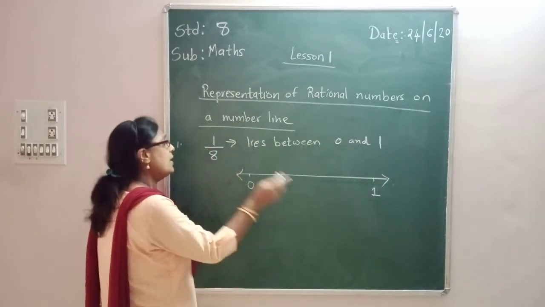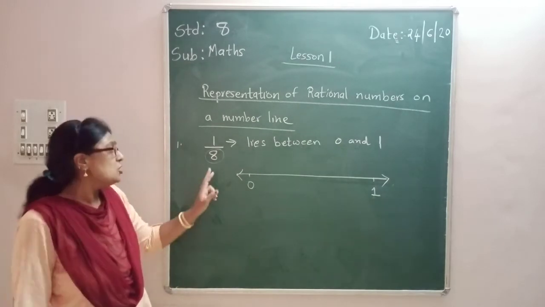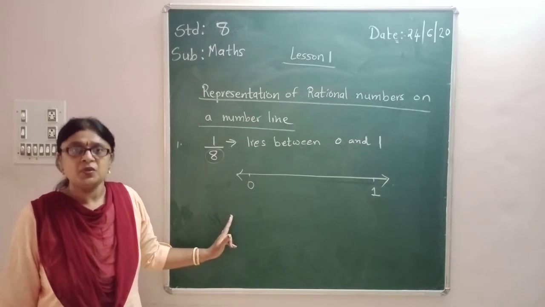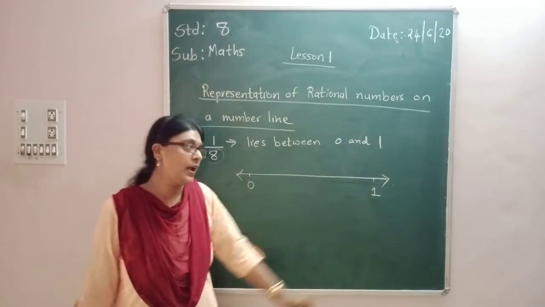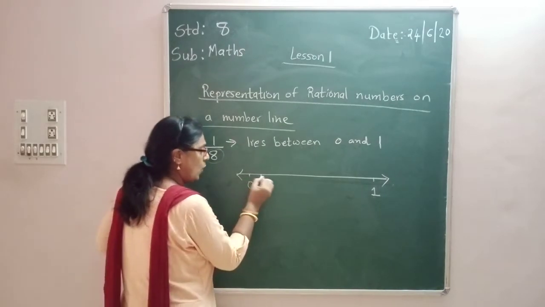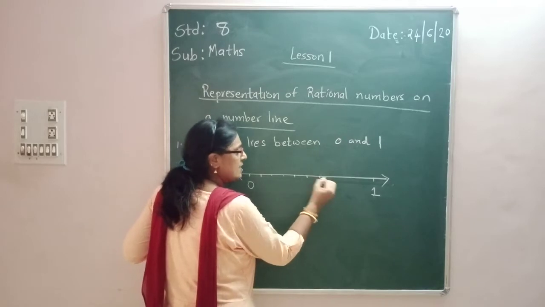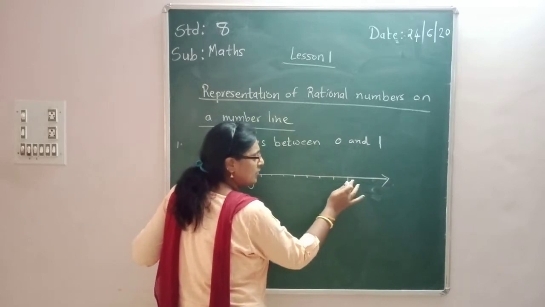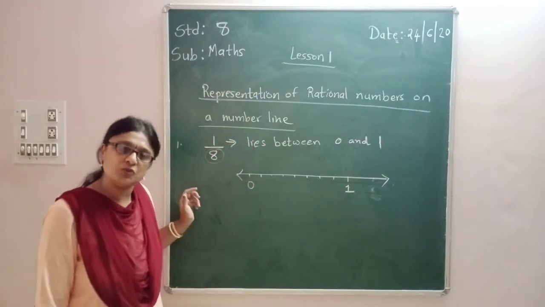And now you have to see the denominator. What is the denominator? 8. So I have to make 8 equal parts, where the 8th part is 1 itself. So equal parts. I write 1, 2, 3, 4, 5, 6, 7 and 8. So the 8th part which I got over here is 1. I will write it as 1.